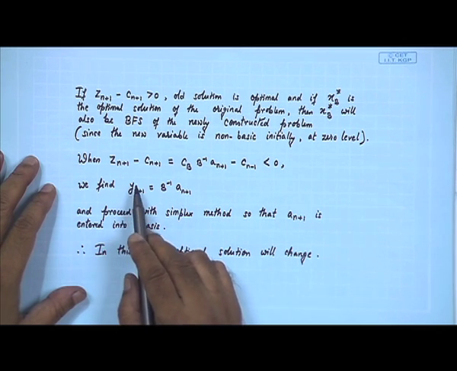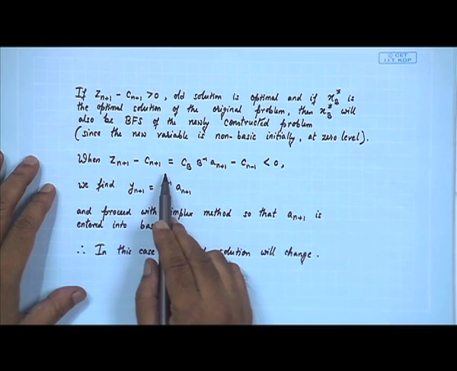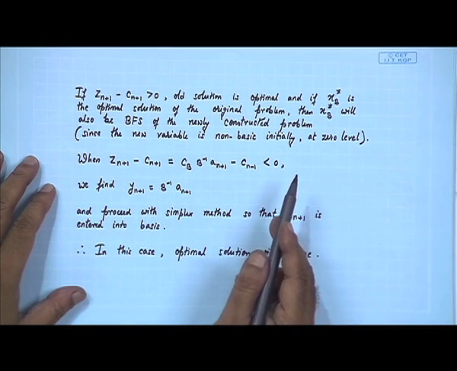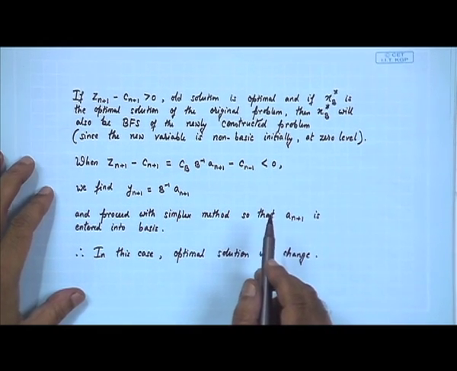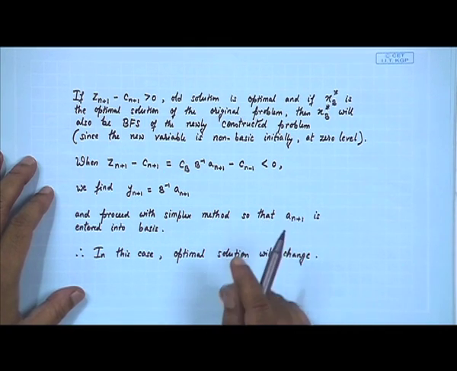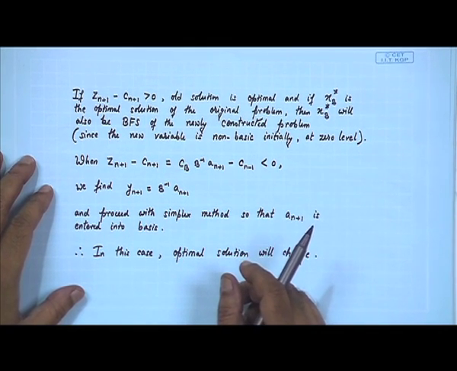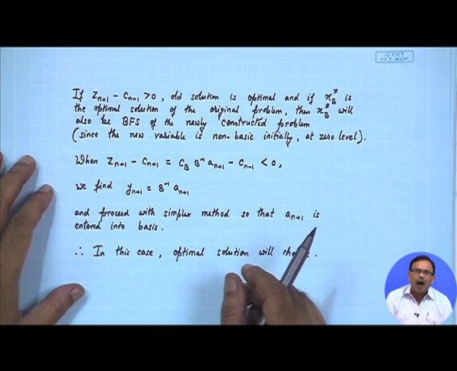Or in other sense, if Zn+1 minus Cn+1 is less than or equal to 0, then I have to reformulate the problem. Please note this one. We have to reformulate the problem and use the simplex algorithm to obtain the solution.